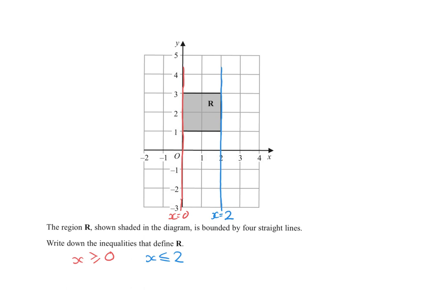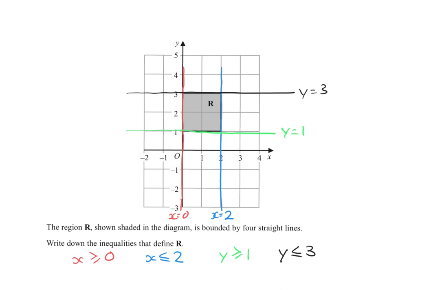horizontal ones, let's go for the bottom one first. We have this line here. Now that line is y equals 1. And we want everything above that line. Our region is above that line, so y is going to be greater than or equal to 1. And finally, we want the line that goes across here, and that line is y equals 3. And we want below that line, so y will be less than or equal to 3.